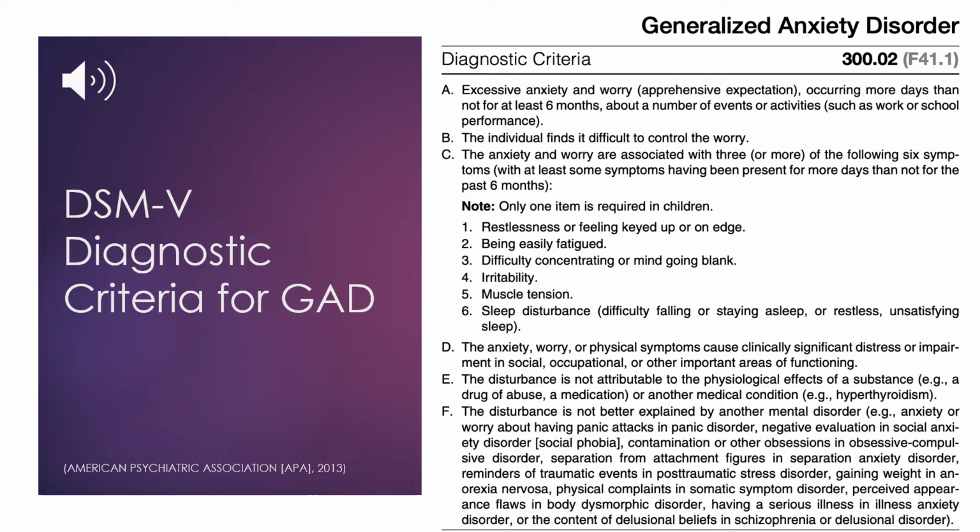1, restlessness. 2, fatigue. 3, difficulty concentrating. 4, irritability. 5, muscle tension. Or 6, sleep disturbances such as insomnia. For criteria D, the anxiety and worry or physical symptoms must cause clinically significant distress or impairment in social situations, occupational situations, or professional situations.